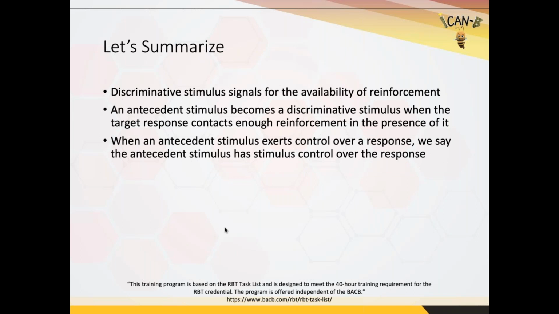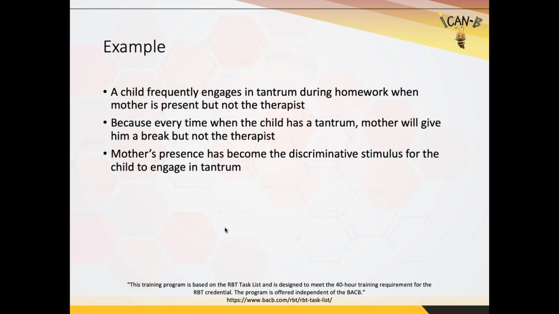Let's summarize. A discriminative stimulus signals the availability of reinforcement. That's a really key point there. An antecedent stimulus becomes a discriminative stimulus when the target response contacts enough reinforcement in the presence of it. When an antecedent stimulus exerts control over a response, we say the antecedent stimulus has stimulus control over the response.